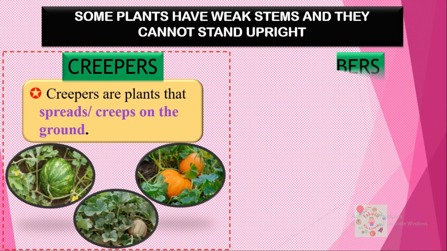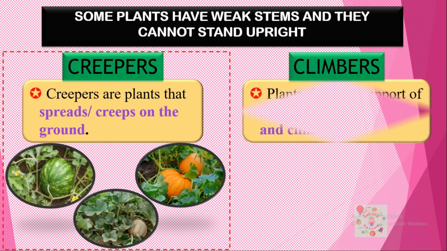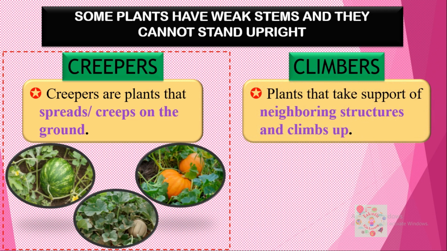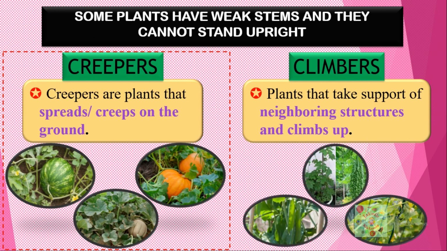And which is the second type of plants? They are called as climbers. What are climbers? Plants that take support of neighboring structures and climb up. So these are called as climbers. What are the neighboring structures? It can be a wall, it can be a fence, it can be a tree. With the support of these things, they climb up. For example, money plant, peace plant, bitter gourd, bottle gourd, etc. So this is about the climbers. So we came to know about creepers and climbers.